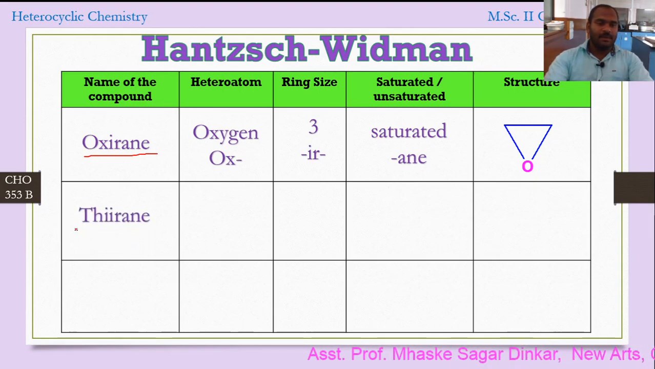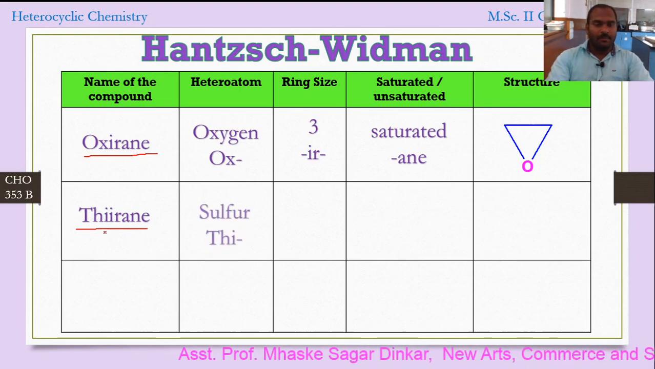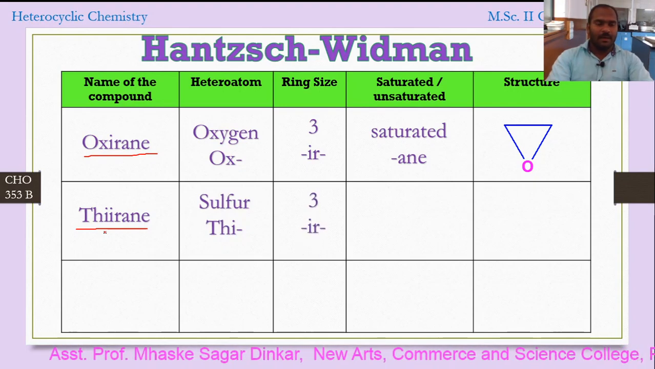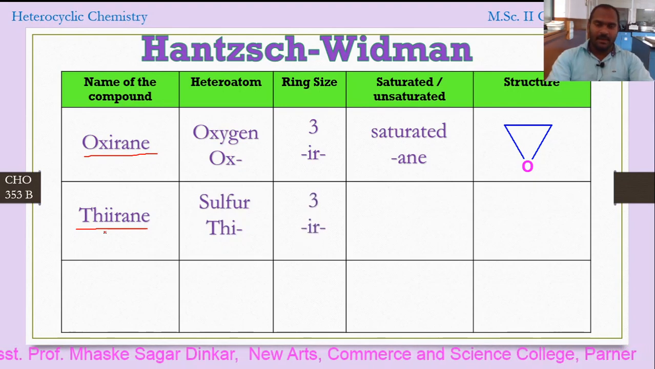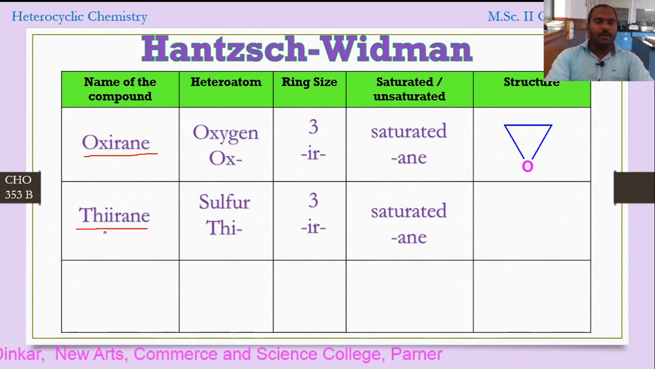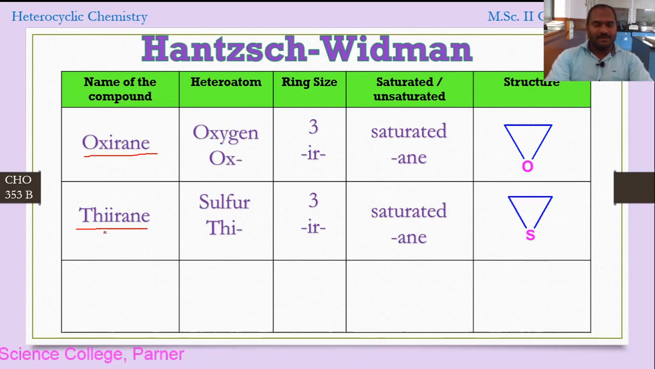So in thyrane, what is the heteroatom? It's sulfur, that is thi. Then IRANE: IR is a three-member ring, and ANE is saturated. Therefore we have the structure of thiirane, a three-member cyclic structure containing sulfur which is saturated. So here is the structure, right? So we have this structure.